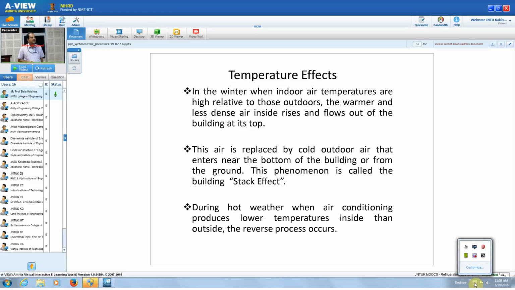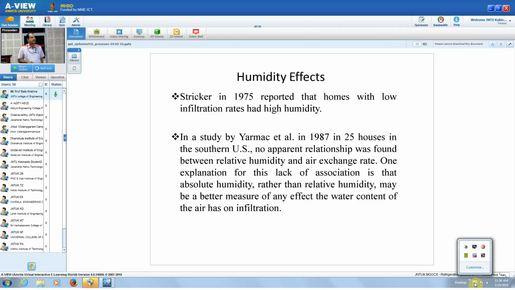Already I am talking about stack. What is stack? The air is replaced by cold outdoor air that enters near the bottom of the building. That is called the stack effect. During hot weather, when air conditioning produces a lower temperature inside than outside, the reverse process occurs automatically. Okay. Next. Then the humidity effect. Stryker in 1975 reported that homes with low infiltration rates had high humidity.